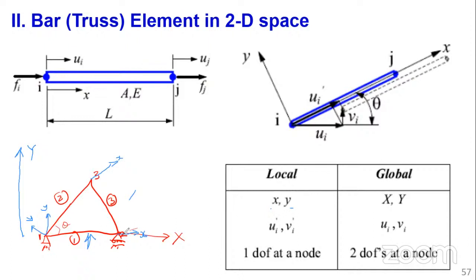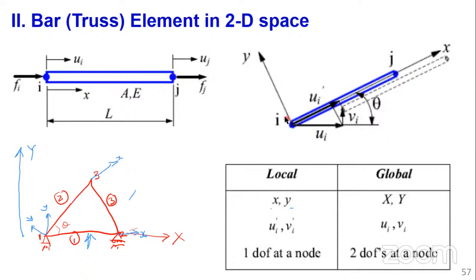Transform from local coordinate system to global coordinate system. So you have noted that we have these notations. For the local coordinate system, we use small x, y; for global, capital X, Y. In the local coordinate system, you had just been introduced to u, because we were only concerned with the axial deformation along the x-axis.